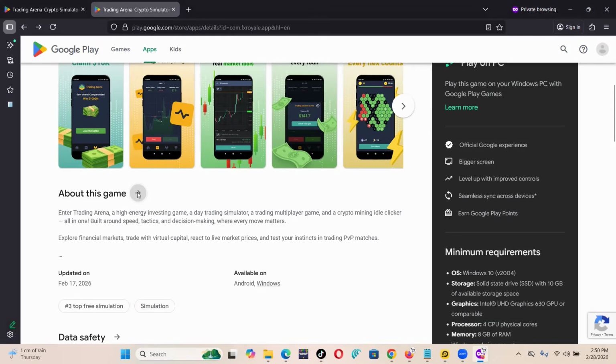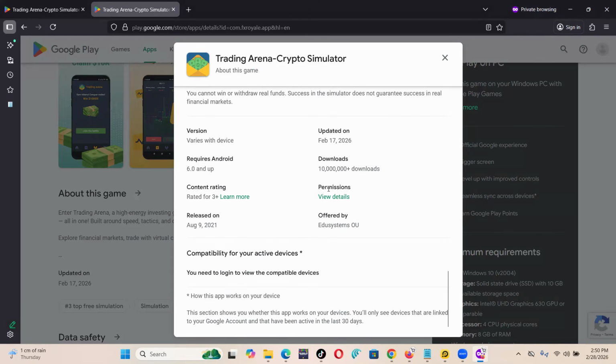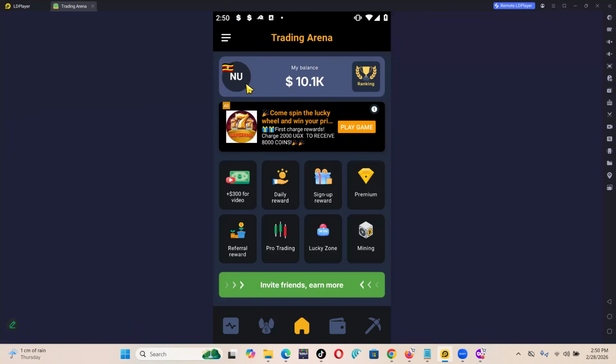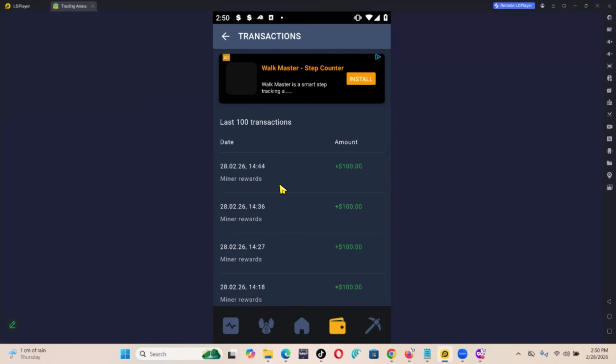And when you read about this platform on Play Store, they say, disclaimer, simulation only, no real cryptocurrency, transaction, or blockchain technology involved. So this statement shows it's not real. They are not even real transactions. This is just more of a simulation. Okay, you cannot win or withdraw real funds. Success in the simulator does not guarantee success in real financial markets. So that's what I can say. So whoever is playing this app, don't expect that you're going to withdraw this money, okay? Because it's not real money.